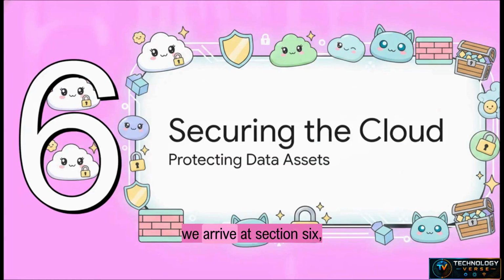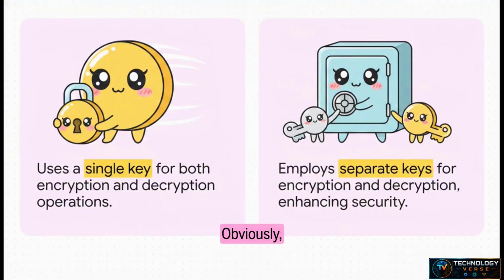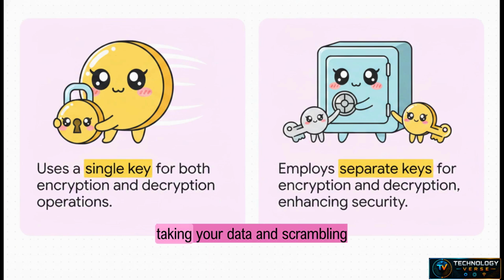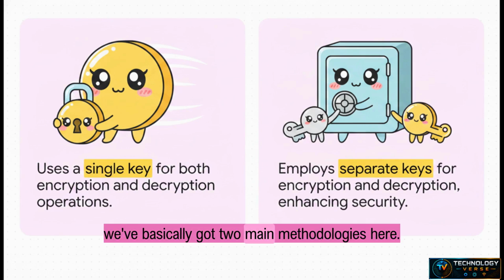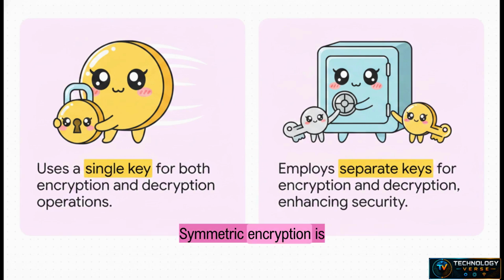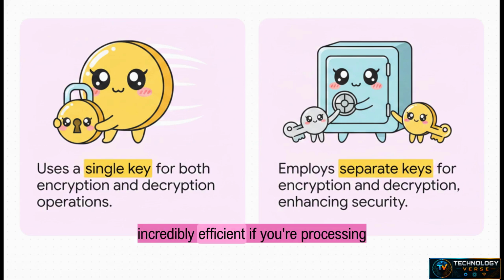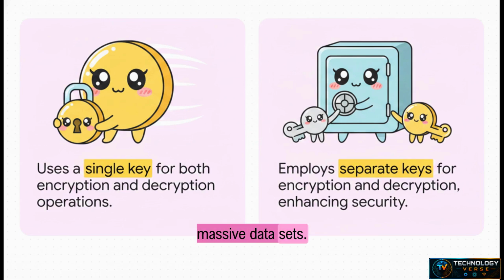And finally, we arrive at Section 6, Securing the Cloud. Obviously, the absolute bedrock of cloud security is encryption, taking your data and scrambling it so it's completely unreadable without the right authorization. And we've basically got two main methodologies here. Symmetric encryption is kind of like having one master key that both locks and unlocks the vault. Because it only uses that single key, it is super fast and incredibly efficient if you're processing massive data sets.